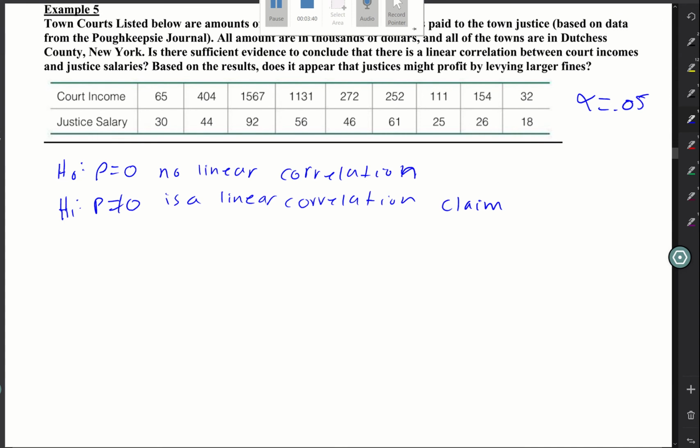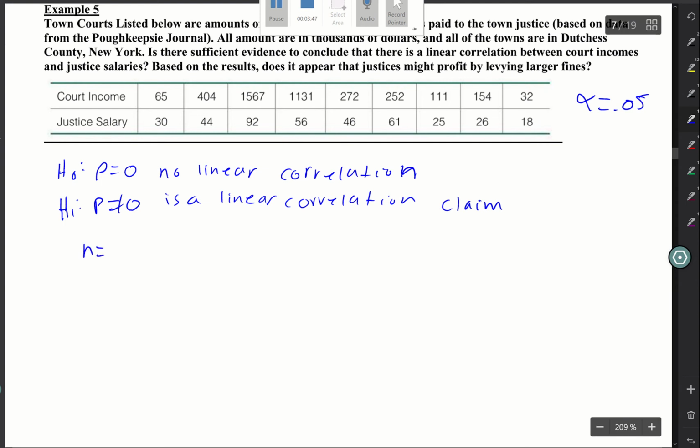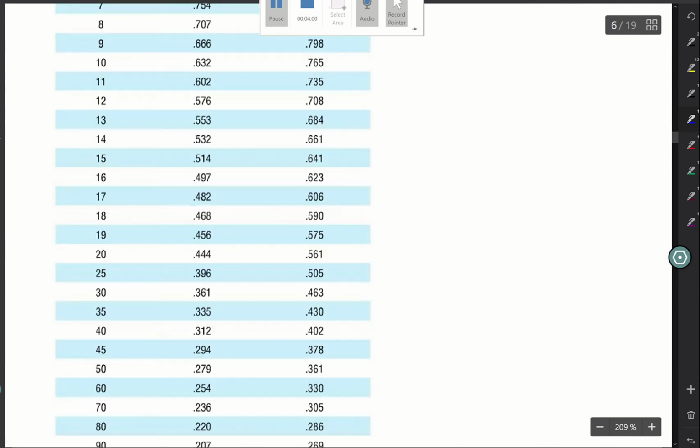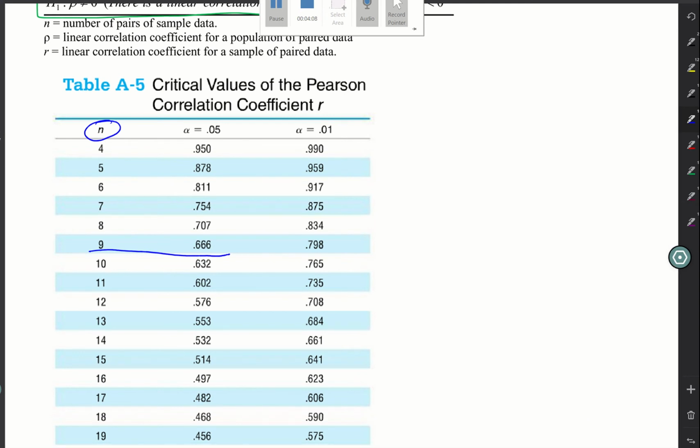All right, so how many ordered pairs do we have? What's my n for this? Yes. So if I have 9 and I have 0.05, we can find our R critical value. I'm going to call it R alpha. I'm going to go to 9 on my table and over to 0.05. So my critical value is going to be 0.666.